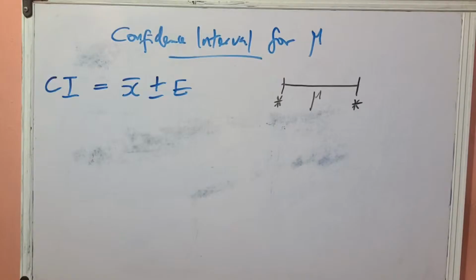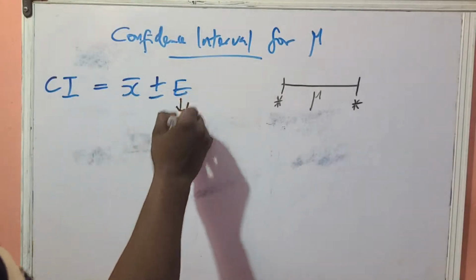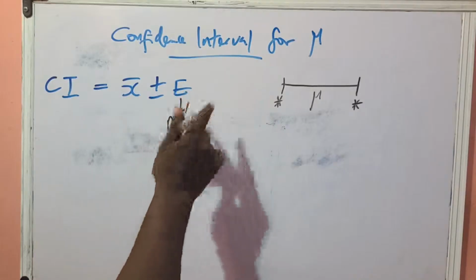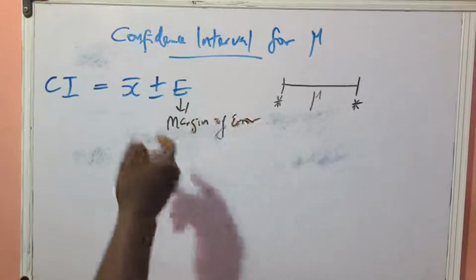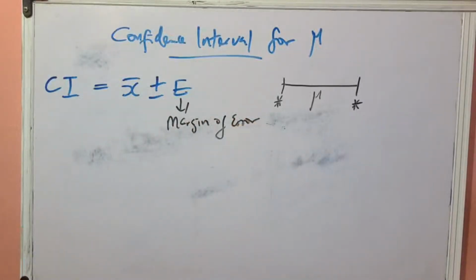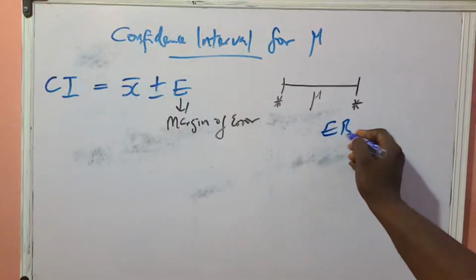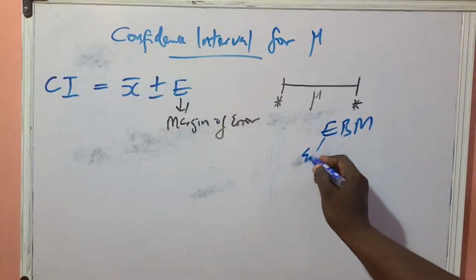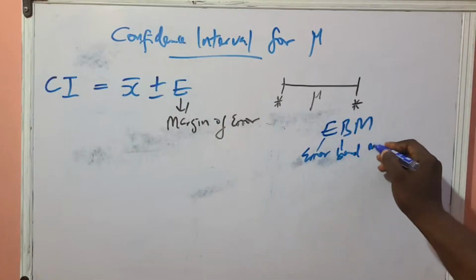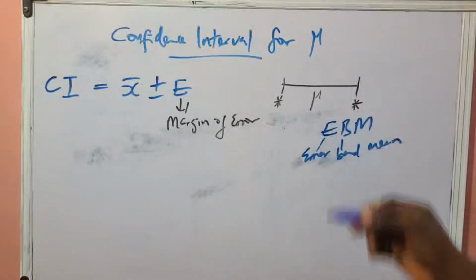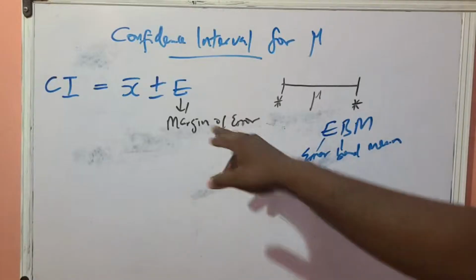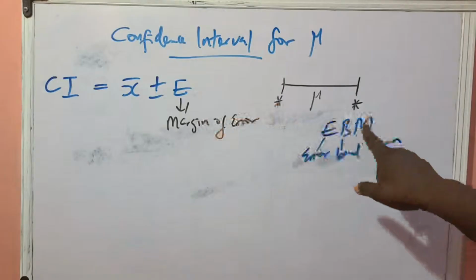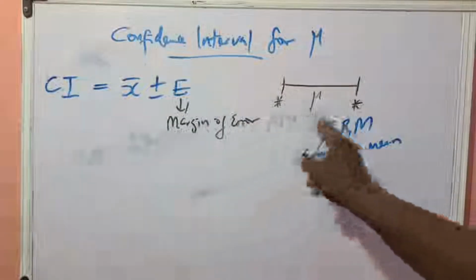Now, it's that simple. I'm just going to explain to you how to calculate majorly the E. Now, what's the E signifying there? The E right here is what we call the margin of error. I want you to know that in some textbooks, this may be written as EBM. You may see this E written as EBM. What this stands for is error bound for the mean. This is not popularly used. Majorly what you see being used is margin of error. But just in case you see EBM anywhere, understand that it's still meaning the same thing.